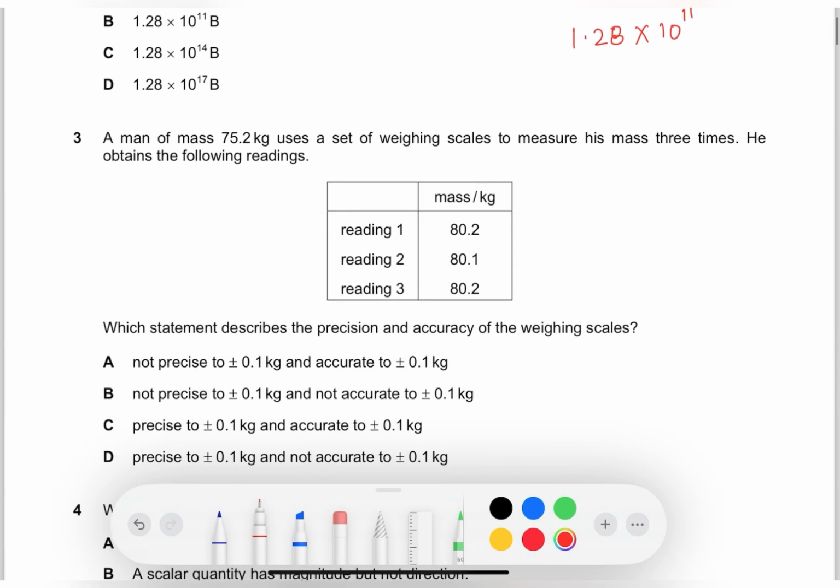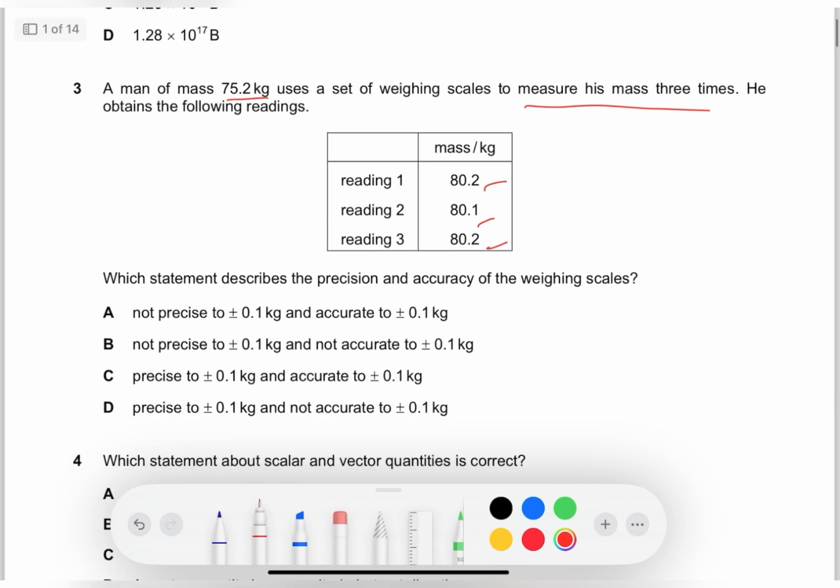Easy paper, right? Third question. A man has mass this much. The weighing scale he uses measures his mass 3 times. It is giving non-accurate readings. You can see clearly 75.2 and 80.2, 80.1 and 80.2. So it is not accurate. That means these two options could be the answer.